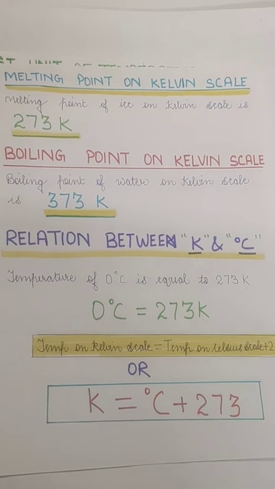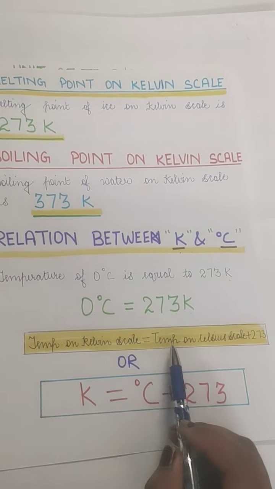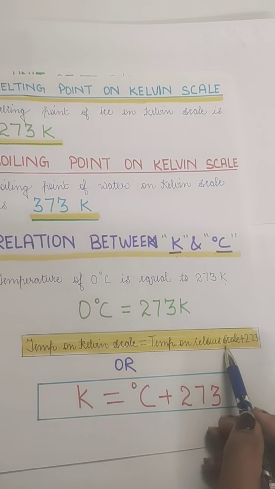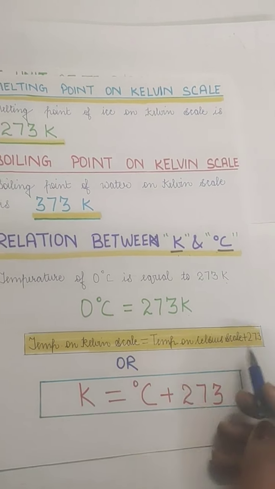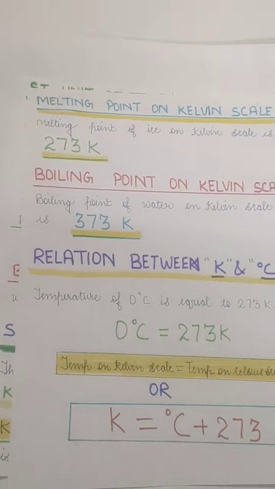Now, temperature on the Kelvin scale. How do we find the temperature on the Kelvin scale? Temperature on the Kelvin scale is simply the temperature on the Celsius scale plus 273, that is K equals 0 degree C plus 273. So this is the standard formula for you. You can easily learn this. It's not that difficult. It's very easy.